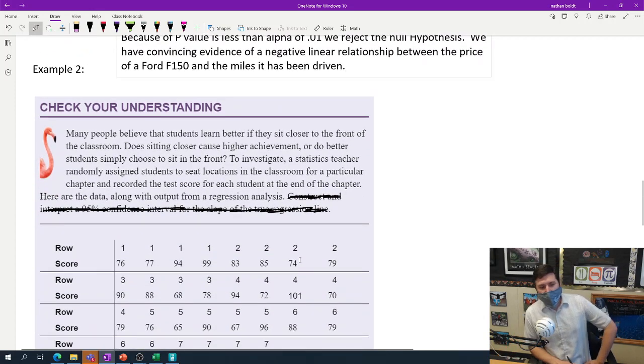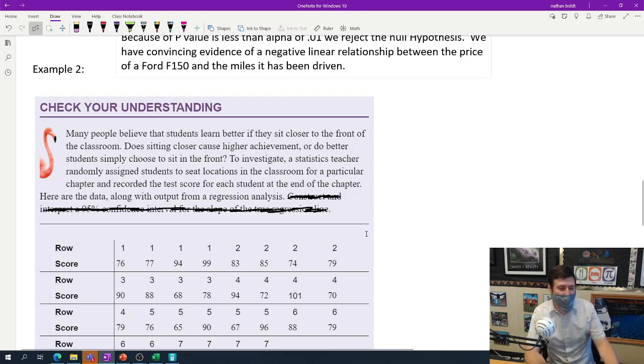Many people believe that students learn better if they sit closer to the front of the classroom. Does sitting closer cause higher achievement, or do better students simply choose to sit in the front? To investigate, a statistics teacher randomly assigned students to seat locations in the classroom for a particular chapter. I feel like I should do that someday. And recorded the test score for each student at the end of the chapter. Here are the data, along with output from a regression analysis.